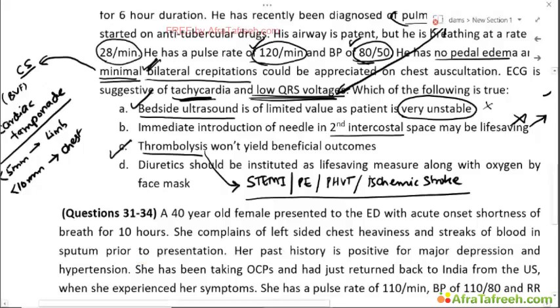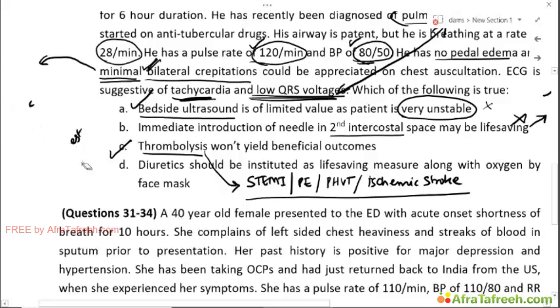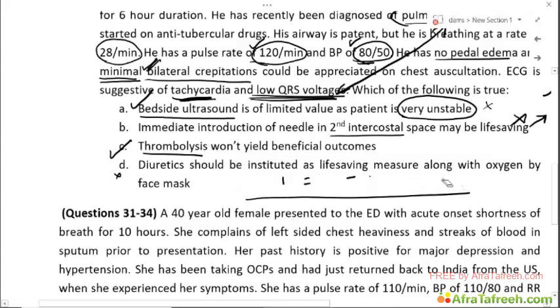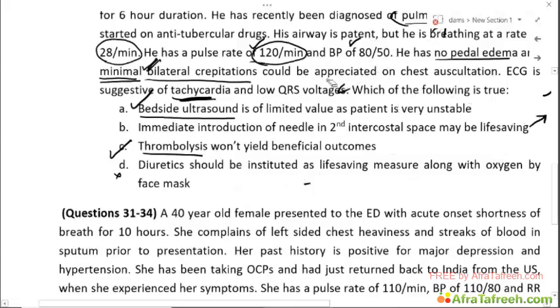Okay? So, which of the following is true? Thrombolysis won't yield beneficial outcome. Okay? Considering the last option, diuretics should be instituted as a life-saving measure along with oxygen. Okay, so this is not correct. Let's discuss a bit about cardiac tamponade in this regard then. You'll be able to understand it much better.